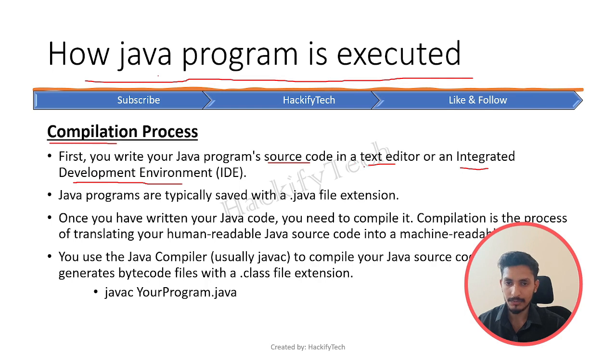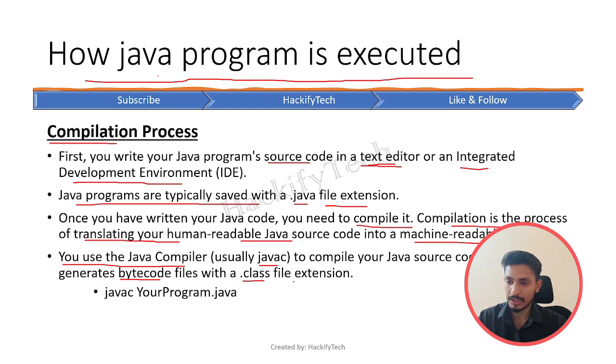But in this series, we'll see how we can create it with the help of a text editor like Notepad. So Java programs are typically saved with a .java file extension. Once we write the Java source code, we need to compile it as well. Compilation is the process of translating human readable Java source code into a machine readable format. You use the Java compiler. Whenever you install the JDK, it will install a compiler called javac. This compiler will convert the source code into bytecode, which is nothing but a .class file.